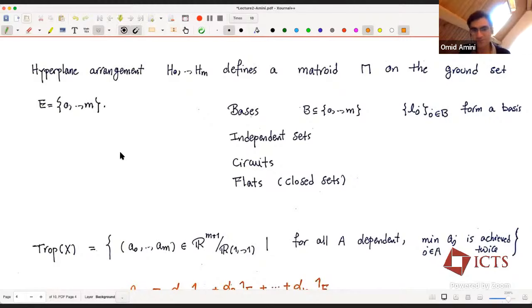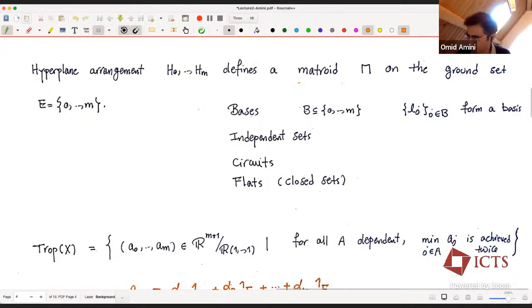At some point he was interested in graph theory, and he was interested in characterizing the isomorphism classes of graphs by looking just at the structure of the cycles inside the graph. So he solved this problem, and he introduced this nice combinatorial object, which is called the matroid. So what is a matroid?